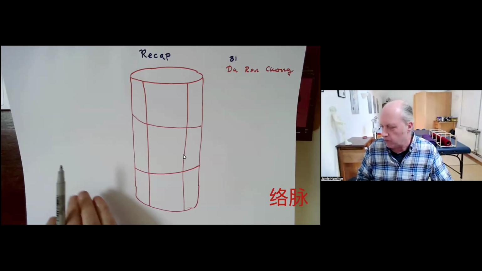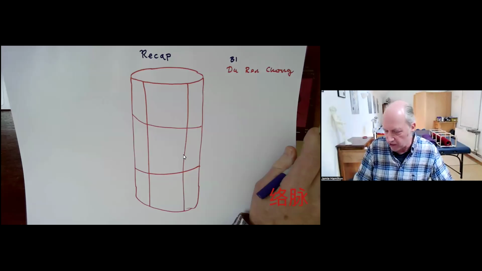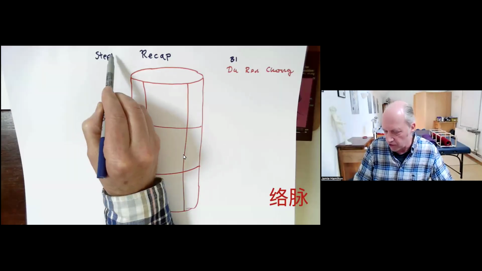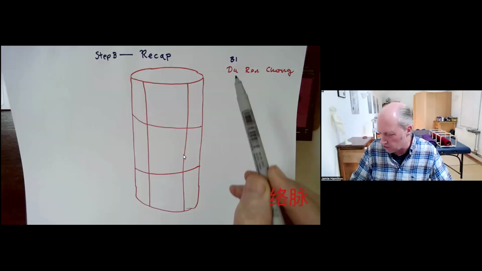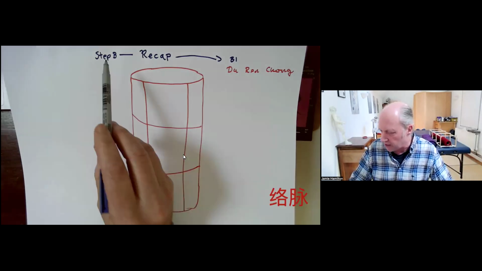Okay, so I thought it would be useful to do a brief recap about the whole of step B, just to show you where this is fitting in, and also to give you a reminder, and then we'll carry on talking about this. So it's just worthwhile doing a recap. So step B has got Du, Ren, and Chong.